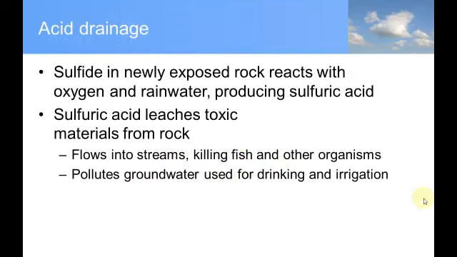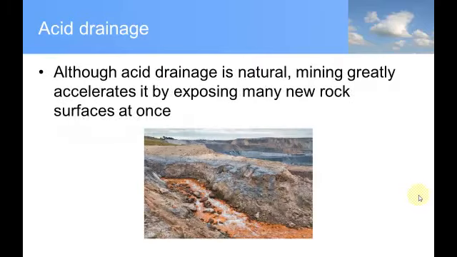Strip mines also have a problem with acid drainage, particularly when you're mining coal. As water infiltrates these mines, it can pick up sulfur compounds, which convert to sulfur dioxide, which can then leach other toxic materials from the rock or lower the pH of streams, killing the fish there, or polluting our drinking water supply. So acid drainage is natural in many places because these materials are found in the crust. Mining greatly exacerbates and makes this problem even worse.